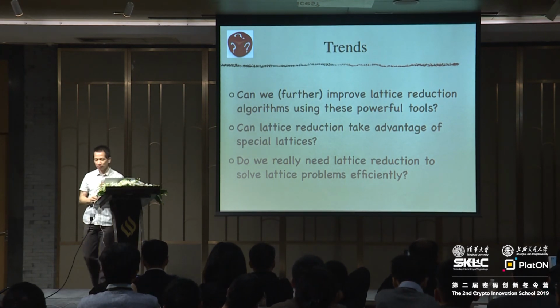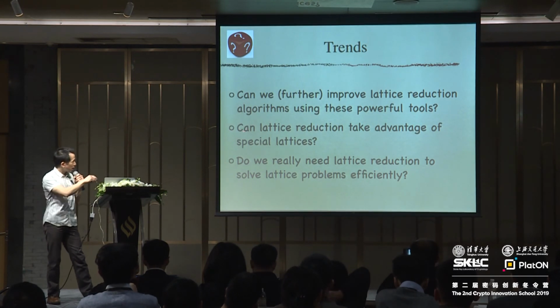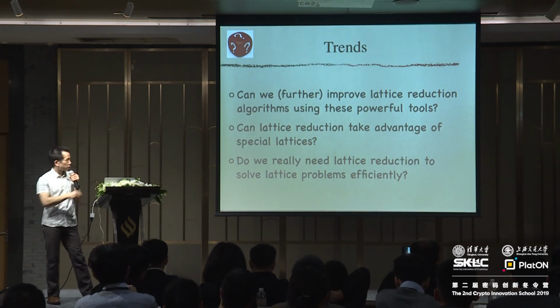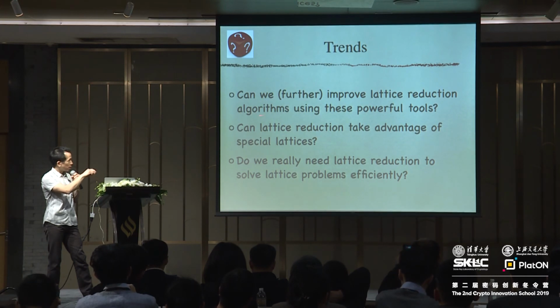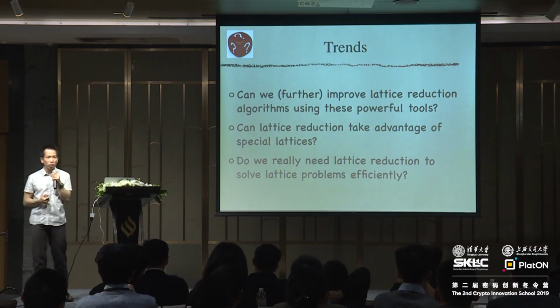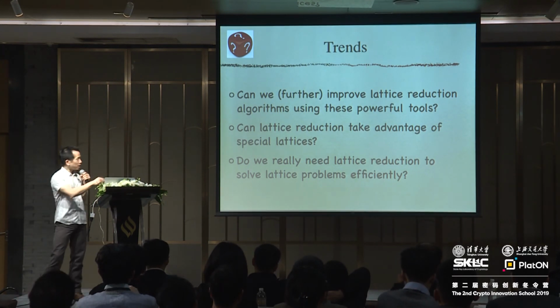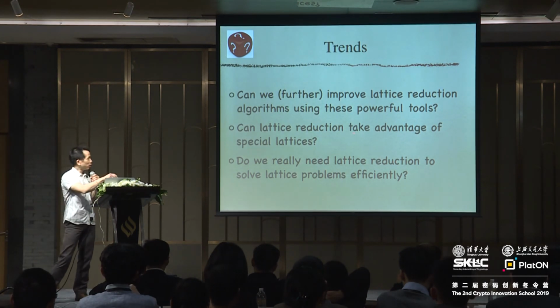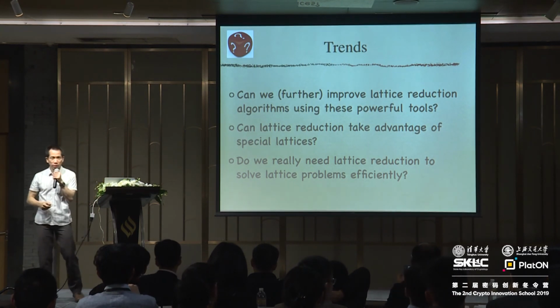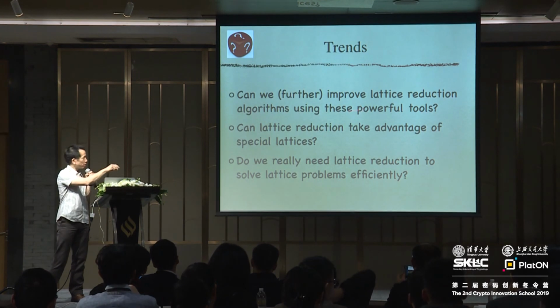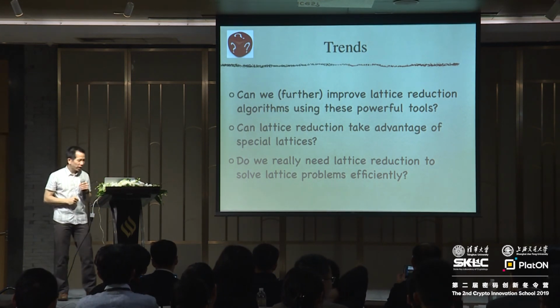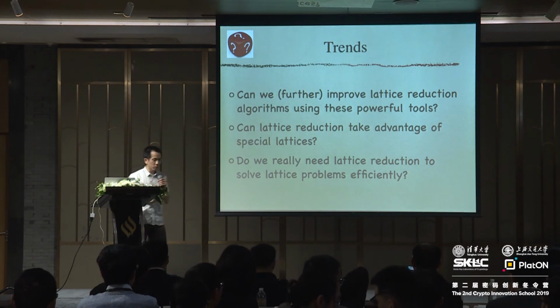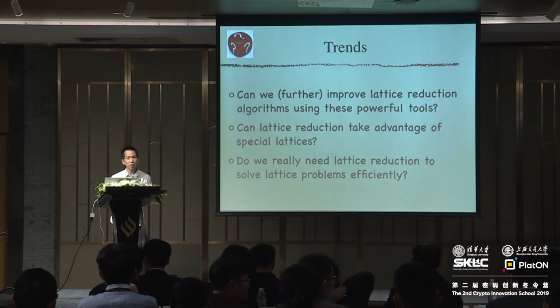A very interesting question is, can we take advantage of special properties of lattices in our lattice reduction business? If you follow the ePrint, you've seen there are a couple of ePrint papers that exactly deal with this. Take a module lattice, or take an ideal. Can we speed up LLL, or do more sophisticated stuff? This is really a work in progress, but there is a lot of progress right now.